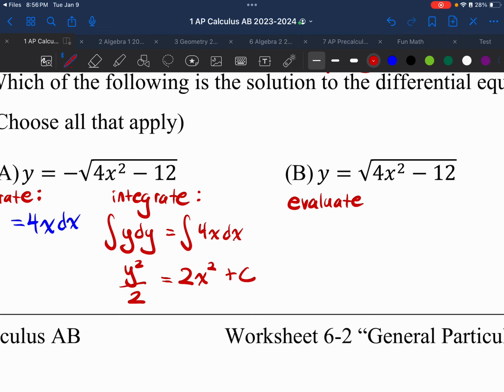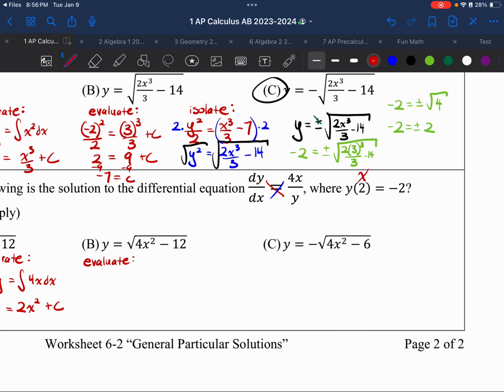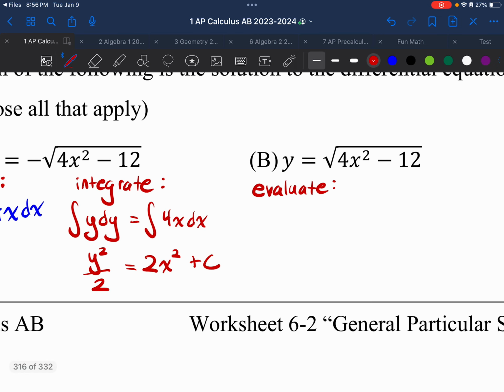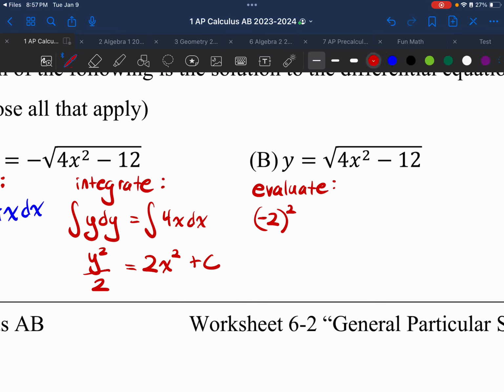Evaluate. When we evaluate, we're just plugging in. What are we plugging in here? We're plugging in the x coordinate of 2 and the y coordinate is -2. So the y coordinate is -2, so this is going to be -2 quantity squared. Again, I'm rewriting this equation, but you are -2 and you are +2. So all over 2, and that's going to be equal to 2 times +2 squared plus c.